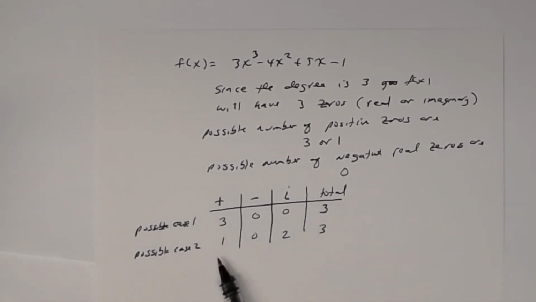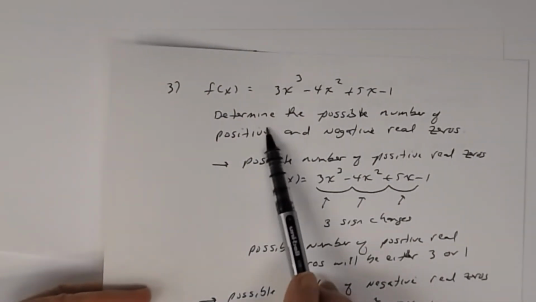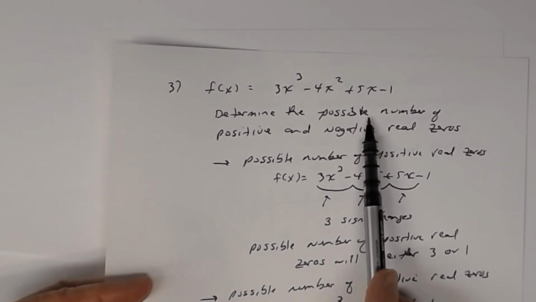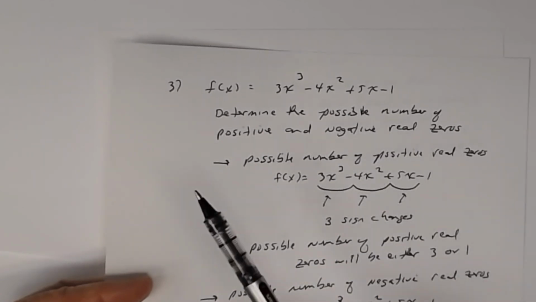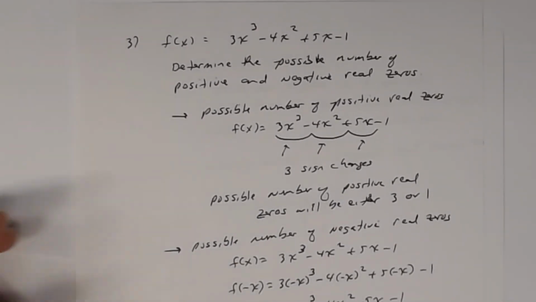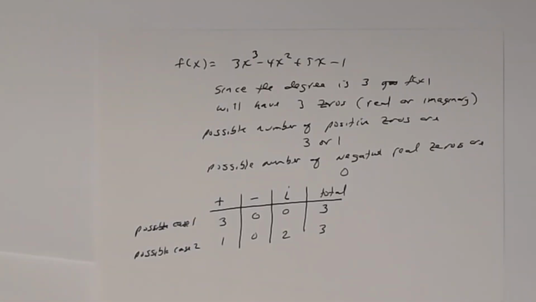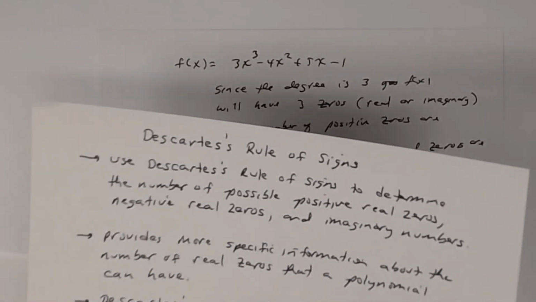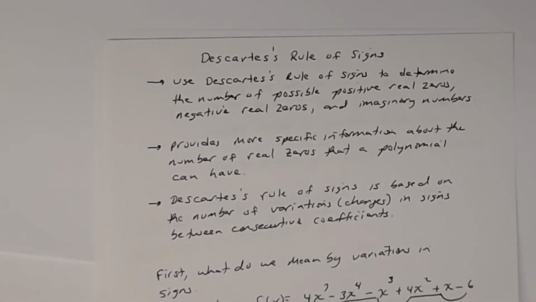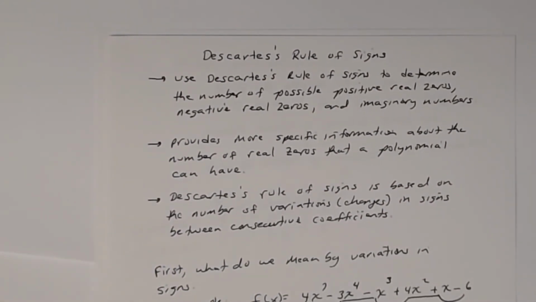Okay? All right, so that is the end of this lesson. All this lesson you wanted to do was to find, again, the possible number of positive and negative real zeros. Okay? And that's all you wanted to do. So that is Descartes' Rule of Signs. So that's the end of this lesson.